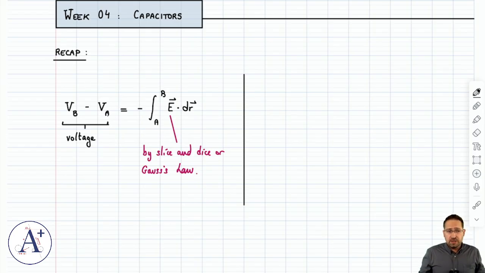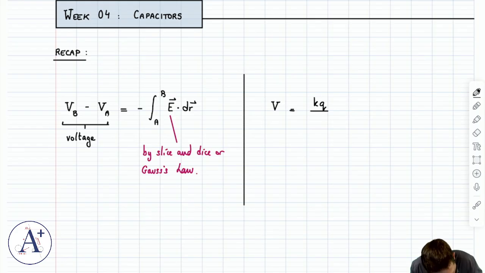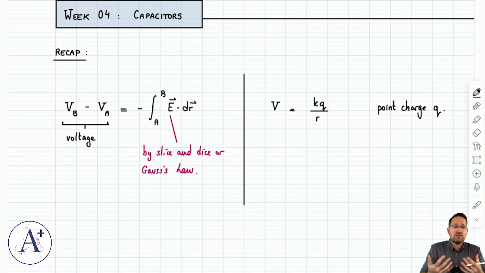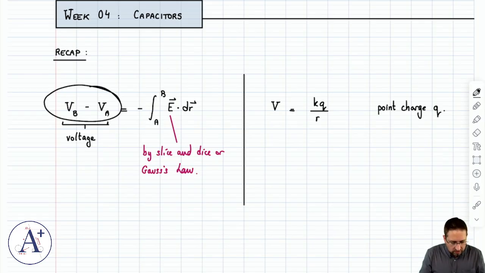Now, maybe I just want to find V at a point created by a charge. Okay, now if I have a point charge, if I want to compute V directly, having a point charge is the easiest scenario, right? It's just kq over r. This is for a point charge q. So if I have 1 point charge, even if I have 10, it doesn't matter. I can just add the kq over r's for each one, and I can find V at a given point. So I'm not getting a difference, I'm getting V at a certain point.